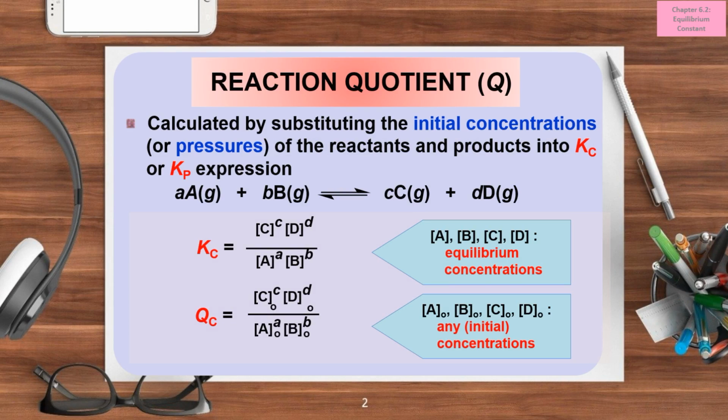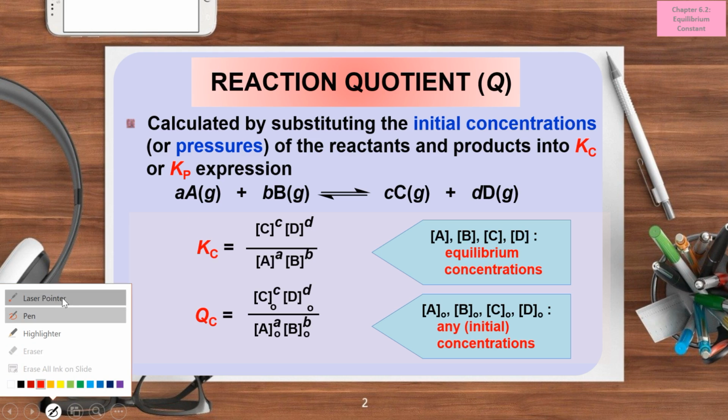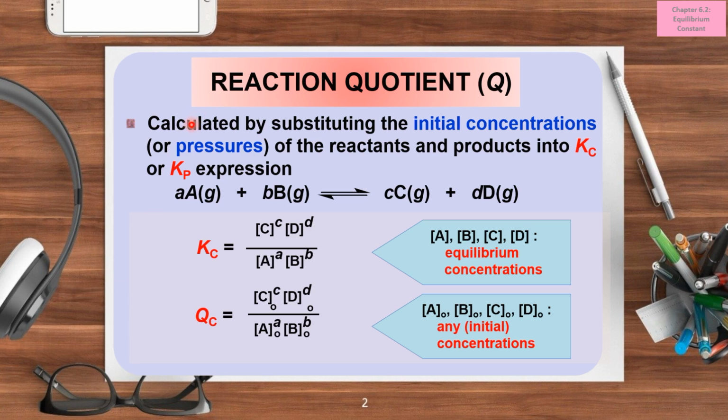So we meet again. Now I want to discuss reaction quotient. The symbol here is Q. So what is reaction quotient? This is calculated by substituting the initial concentrations or pressures of the reactants and products into the Kc or Kp expression. So let's say we have this equation.